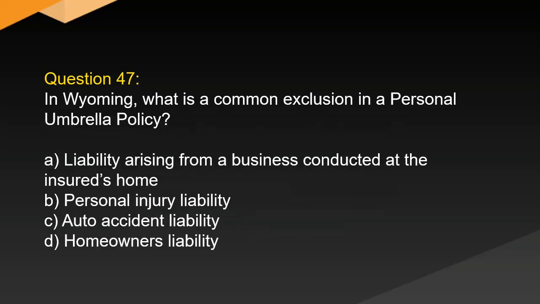Question 47. In Wyoming, what is a common exclusion in a personal umbrella policy? A. Liability arising from a business conducted at the insured's home. B. Personal injury liability. C. Auto accident liability. D. Homeowner's liability.